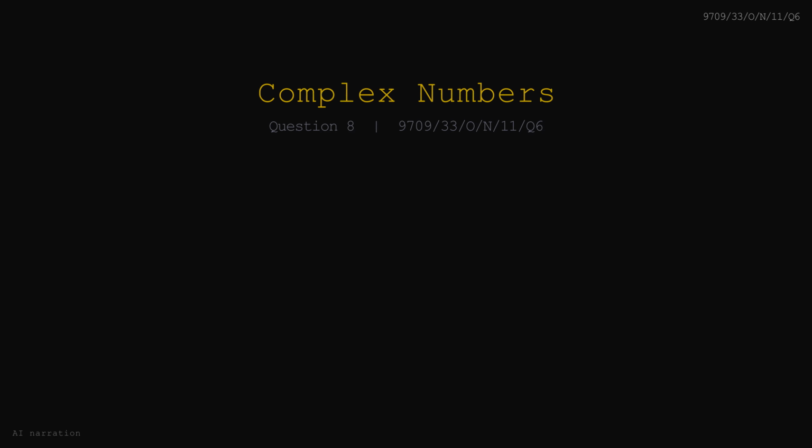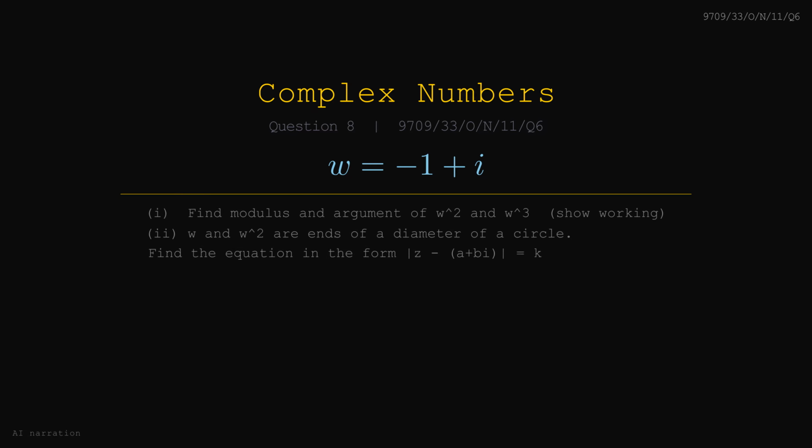Question 8. W equals -1 plus i. Part 1 asks for the modulus and argument of W squared and W cubed, with full working. Part 2. W and W squared are the ends of a diameter of a circle. Find the equation in the form modulus z minus (a plus bi) equals k.